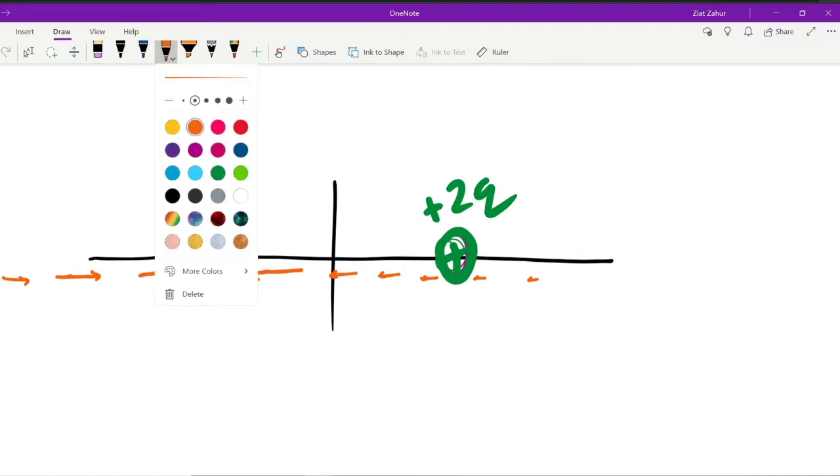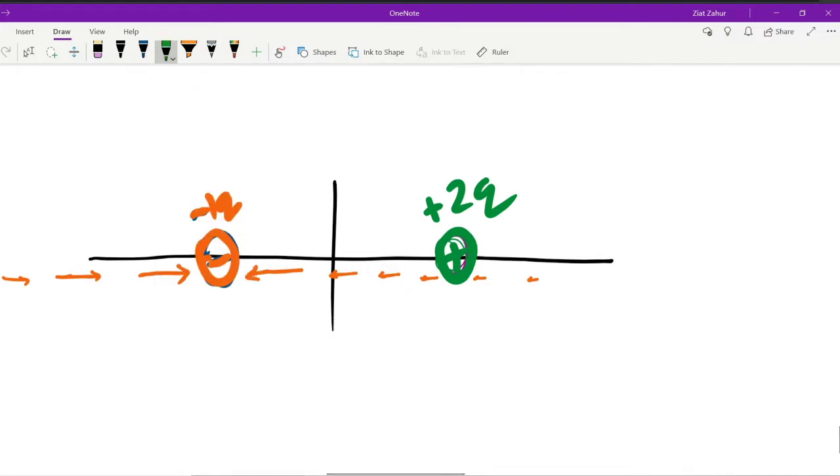Green is a positive charge. For positive charges, it points outwards, away from it. Now, when you're close to it, it's going to point away very strongly, away and away. But as I go further out, it's going to get weaker and weaker. So the arrows drop in size. As I go further out to the right, it's going to get weaker and weaker and weaker.